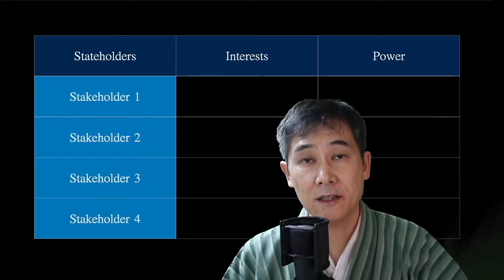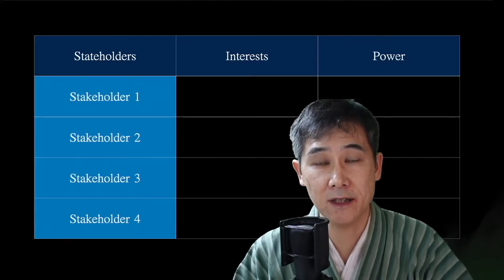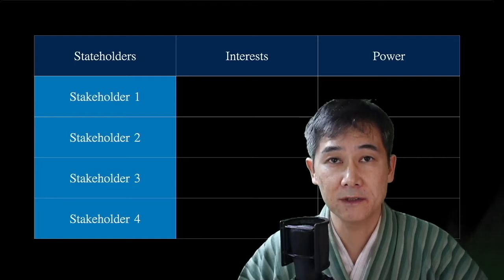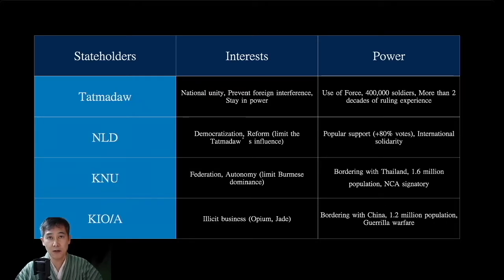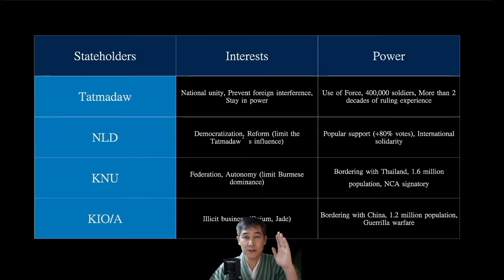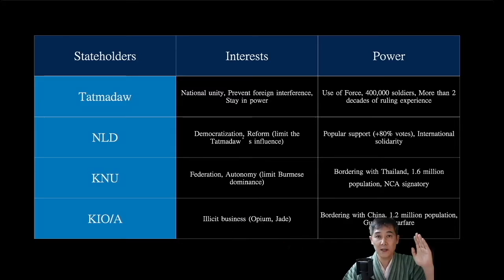After you identify them, you have to investigate their interest in the conflict, and you can examine how powerful they are. This is just an example of how we conduct a stakeholder analysis. As you can see, I have listed major stakeholders such as the Tatmadaw and others, for example. For each stakeholder, I have listed their interest, what they are interested in. And finally, I have also described their power.